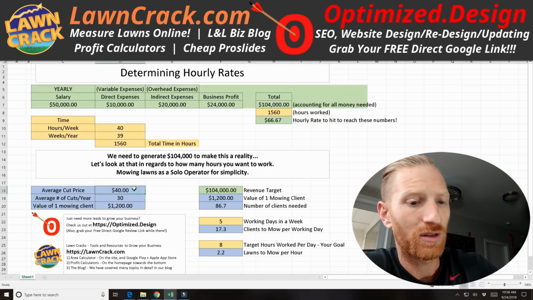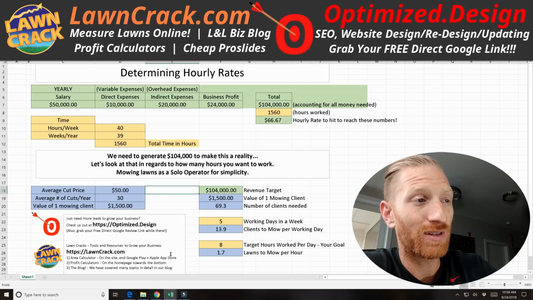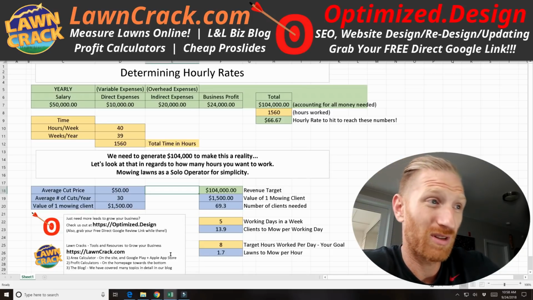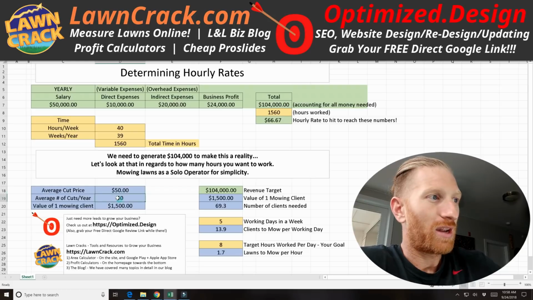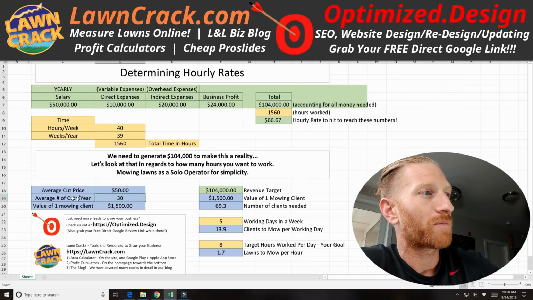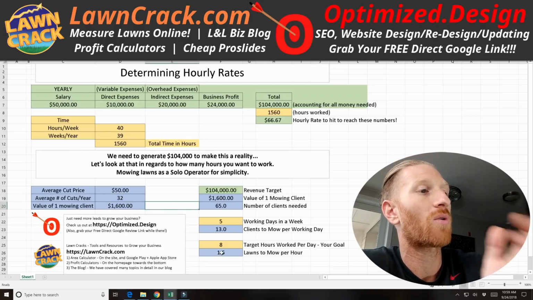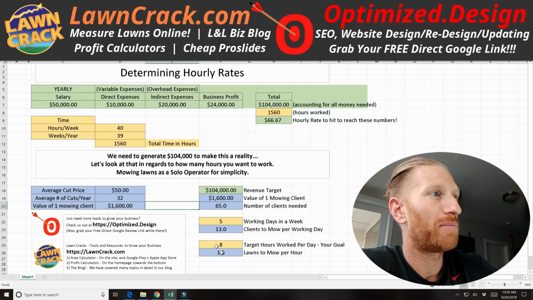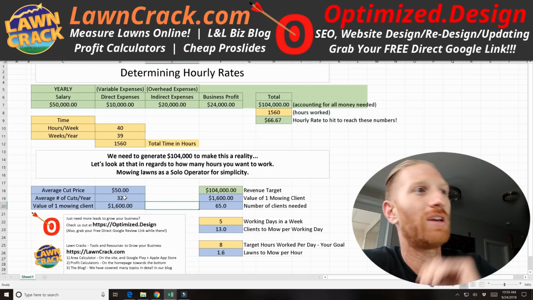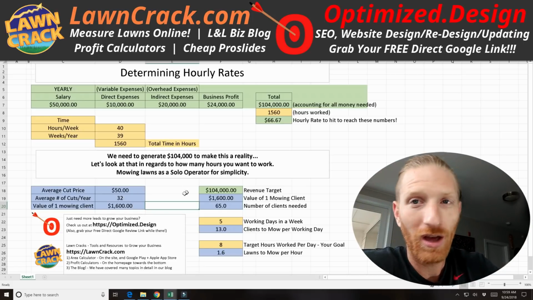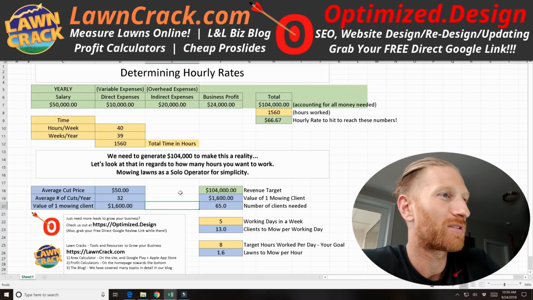Yep, 87. So if we just raise our price $10, we can make these same numbers with 17 fewer customers. So, oh man, let's say the average number of cuts per year, we got 32 cuts in this year. So now you're just doing 1.6 lawns per hour. So hopefully this gets you an idea of what the whole series is about. And I think this is a good starting base.